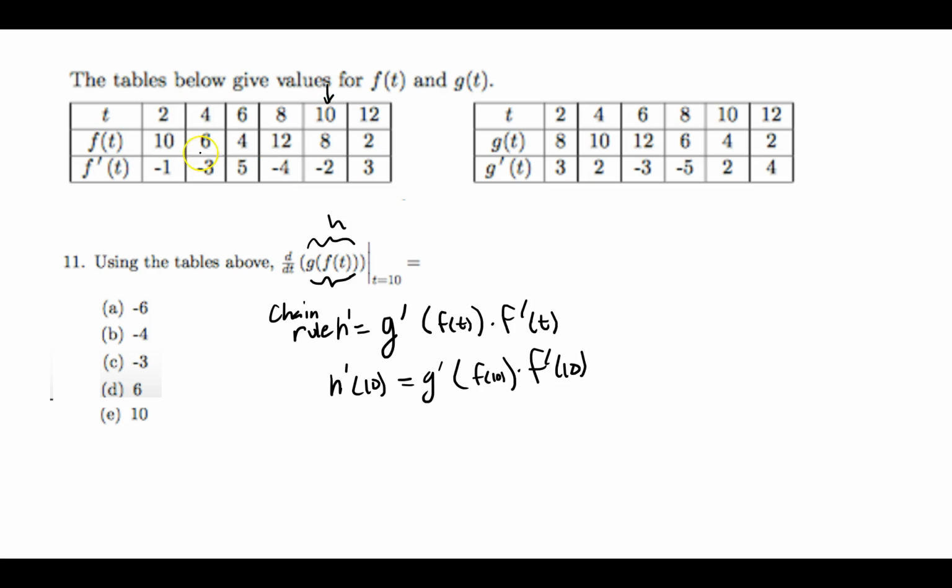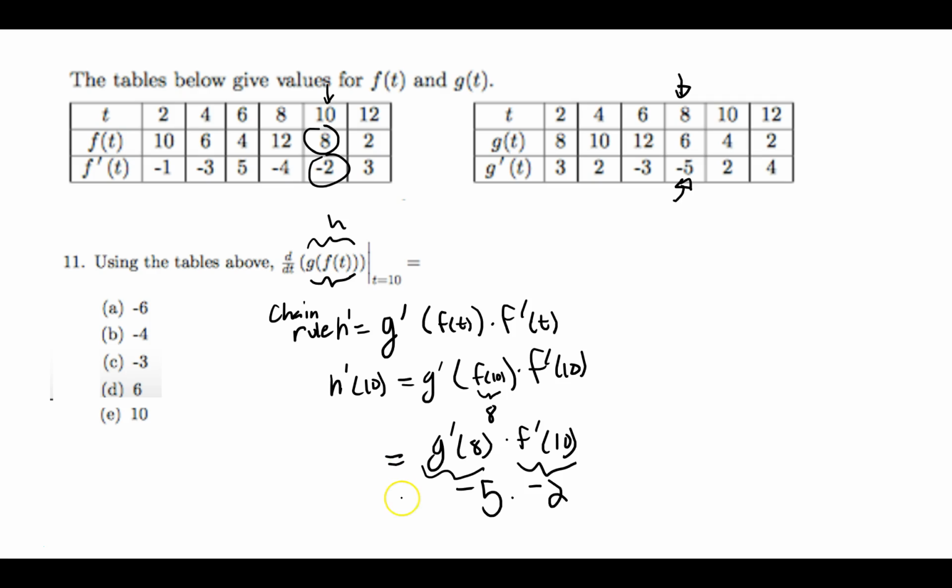So f of 10 is an 8. That 8 then goes inside of g prime, sorry. And what comes out is a -5. So that part is a -5, while the derivative of f at 10 is a -2. So when we multiply these together, we get a 10, and that's our answer.